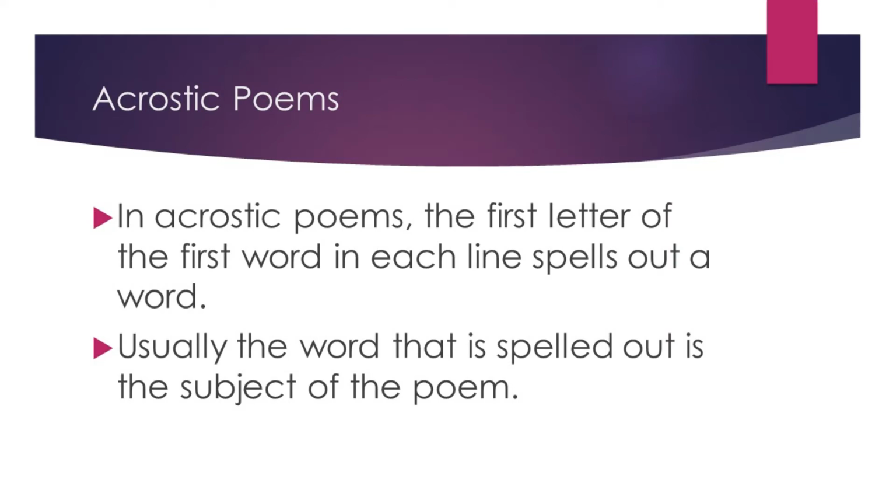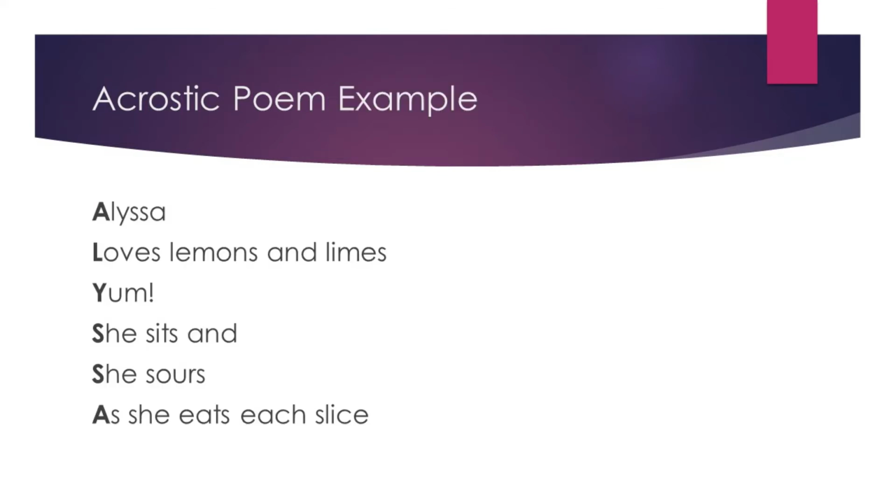The first poem we're going to talk about is an acrostic poem. In acrostic poems, the first letter of the first word in each line spells out a word. Usually that word is spelled out because it's the subject of the poem or what the poem is all about. Here's an example.